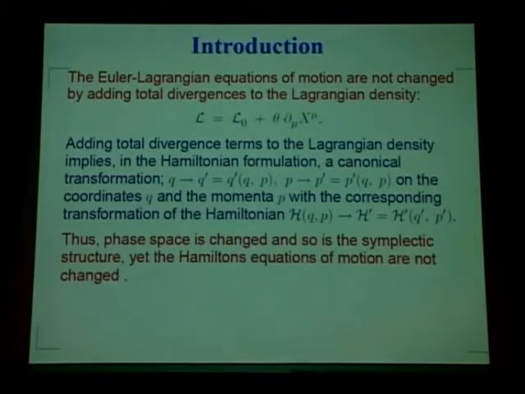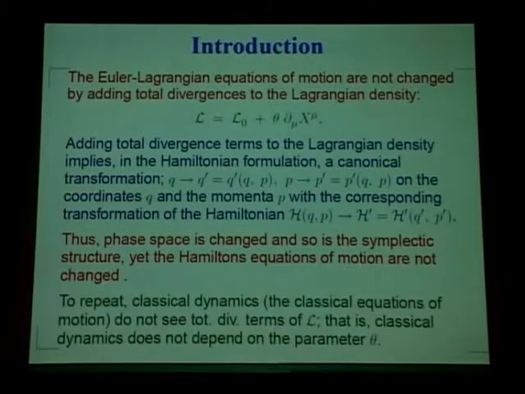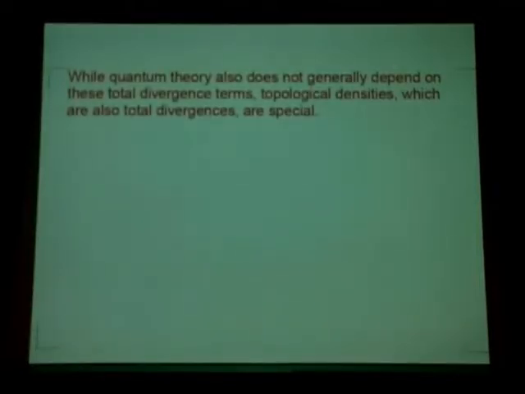Thus, the equations of motion don't change, the phase space changes, and so does the symplectic structure. Yet the Hamiltonian equations of motion are the same, and identical with the Euler-Lagrange equations of the Lagrangian formulation. So I repeat, classical dynamics, that means classical equations of motion, do not change by adding such total divergence terms. Generally speaking, even quantum theory does not see total divergence terms.